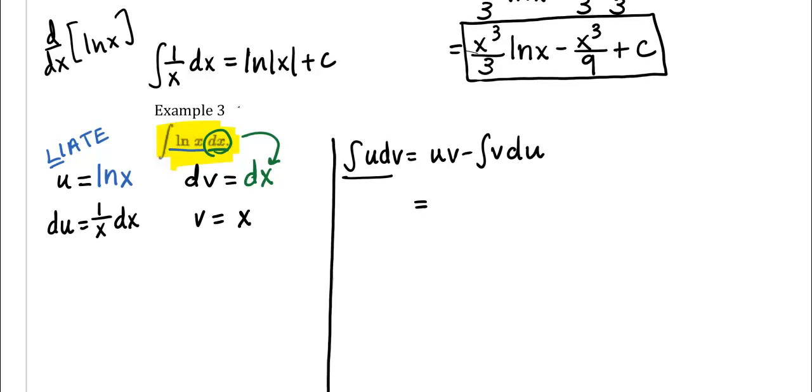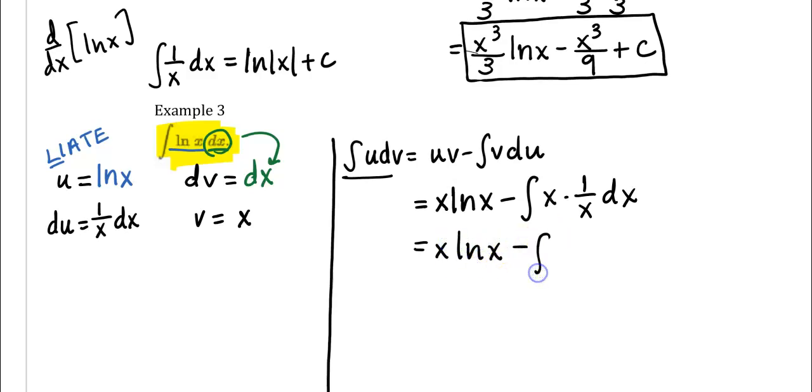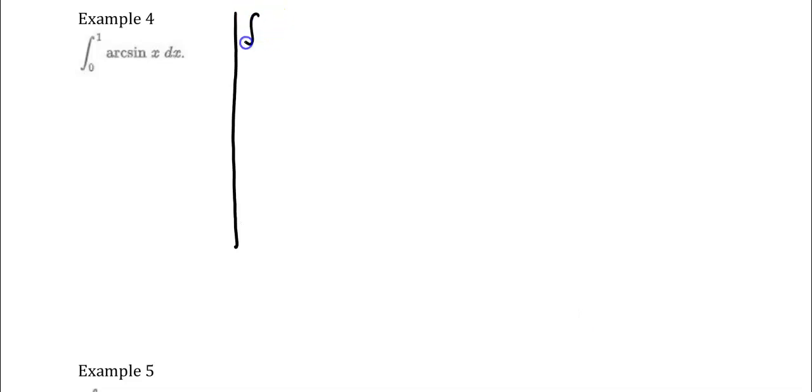Okay, so let's go ahead and apply this. We have u multiplied by v. U is natural log x. V is x. So I take x, multiply it by natural log x. From that, I subtract the integral of v du. V is x, and du is 1 over x dx. Simplifying what's on the inside of this integral, those x's cancel, and I'm just left with the integral of dx, which is simply x.